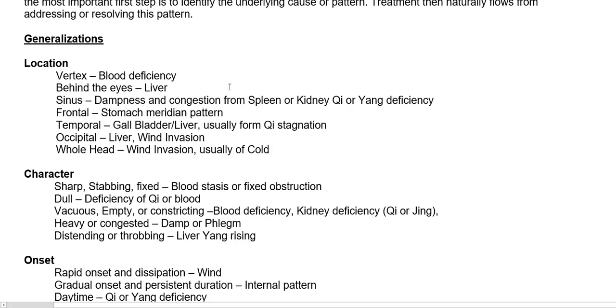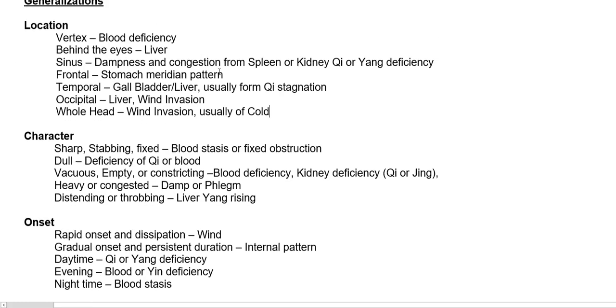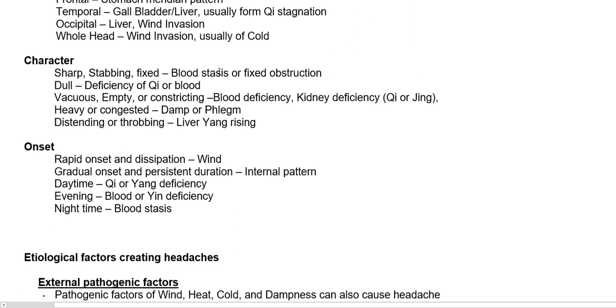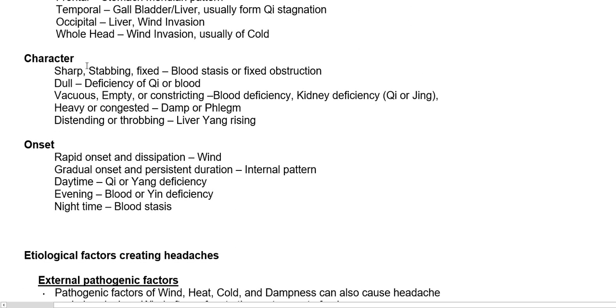Oh, we do have dull down here. Dull and vacuous. There we go. These locations help us get some insight, and character also helps us gain some insight as to what's happening. Sharp, stabbing, and fixed. You should remember this from our previous videos. This tells us there is a blood stasis or fixed obstruction.